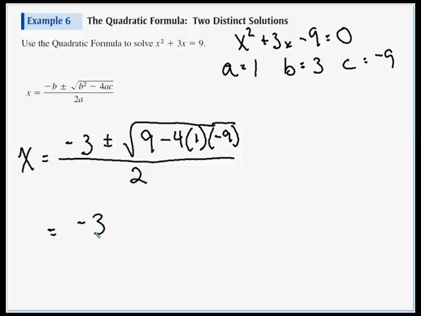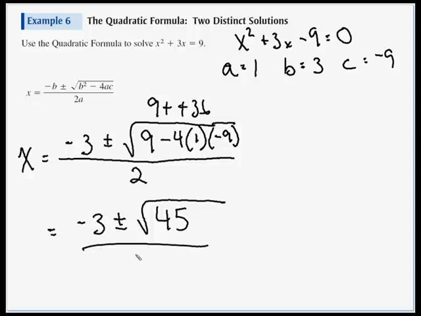So let's work under the radical and see what we have. We have our 9 minus, and then 4 times 1 times negative 9 would be negative 36. 9 minus a negative 36 turns to add the opposite. So we're going to wind up with 9 plus 36 under there, which is 45, all divided by 2. Negative 3 plus or minus root 45 divided by 2.